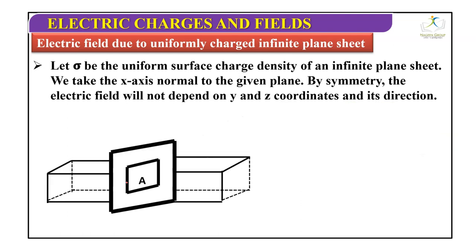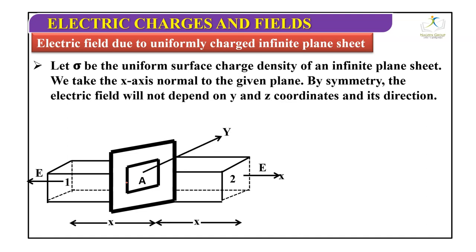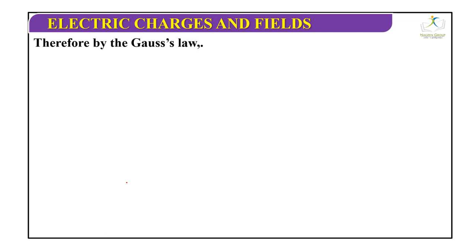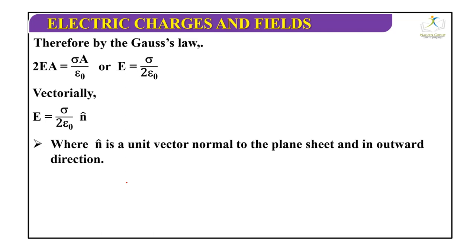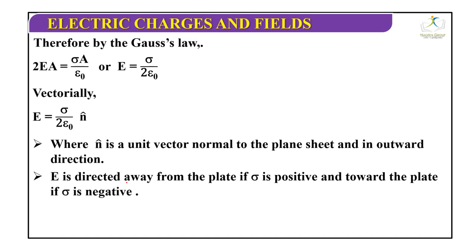Like this will be the particular surface. It is because of these electric field lines that the electric field exists. So this will be Y, this will be X. Surface charge density will be sigma. Therefore, by Gauss law, 2EA equals sigma A divided by epsilon naught, and E will be sigma by 2 epsilon naught. Vectorially, E equals sigma by 2 epsilon naught n cap, where n cap is a unit vector normal to the plane sheet and in the outward direction, and E is directed away from the plate if sigma is positive and towards the plate if sigma is negative.